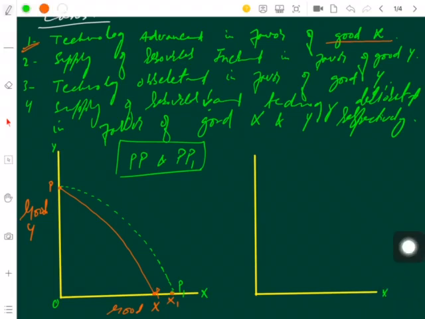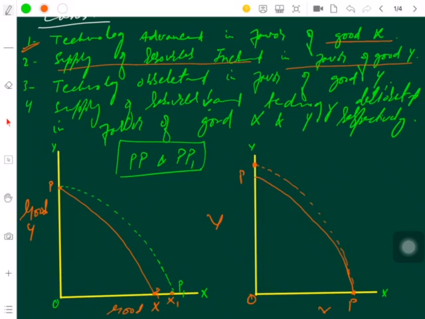Name the axes: x-axis, y-axis, origin. Draw a production possibility curve, downward sloping. Name it P. So here we are producing good X, here we are producing good Y. Second case is supply of resources increased in favor of good Y. That means we will be able to produce more of good Y, and good X is at the same level. So what will our next production possibility curve look like? This will be our next production possibility curve, the dotted line.